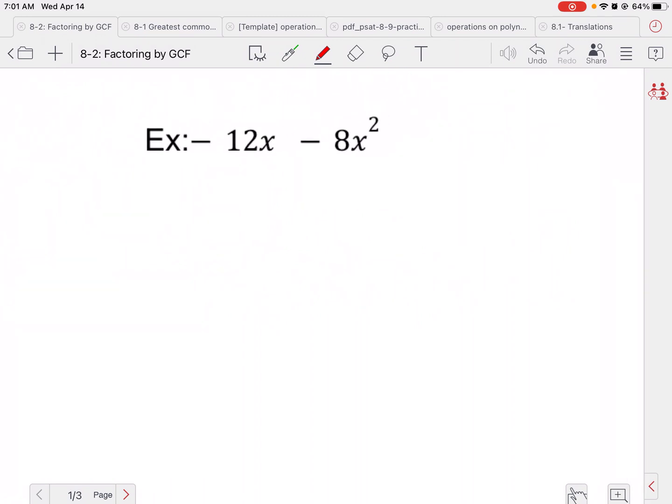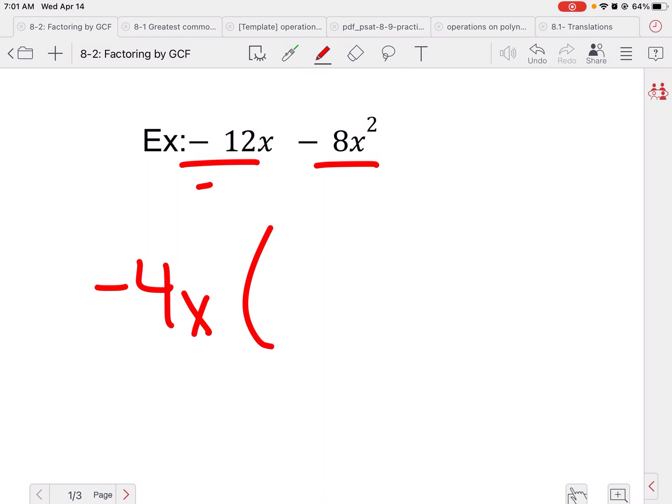All right, now this one, if I look at this, I can see that they both have a negative. So I definitely want to factor out that negative. It'll help me in the long run. And then the greatest common factor between 12 and 8 is 4. And then I notice that there's an x in both of them. So I'm going to divide all of this by negative 4x. Well, negative divided by negative becomes a positive, and then 12 divided by 4 is 3, and the x disappears because there's just 1 on top, 1 on bottom. Negative divided by negative is also a positive, so it's going to be plus 8 divided by 4 is 2.